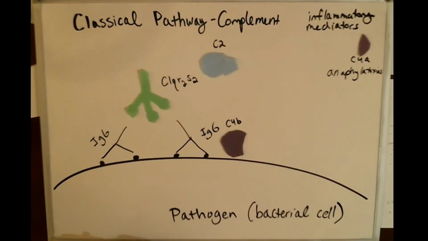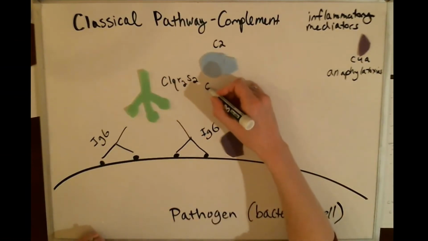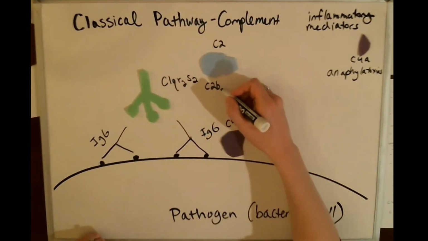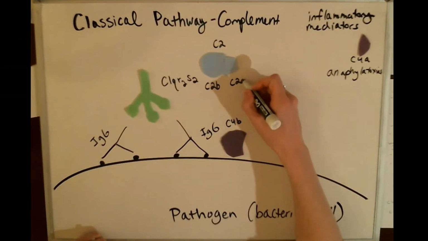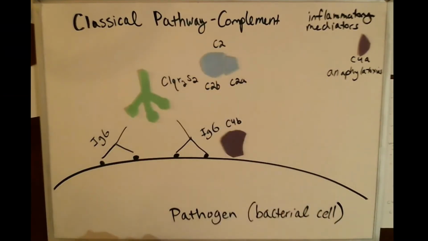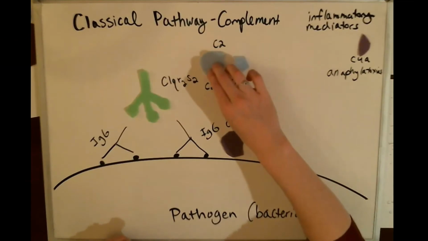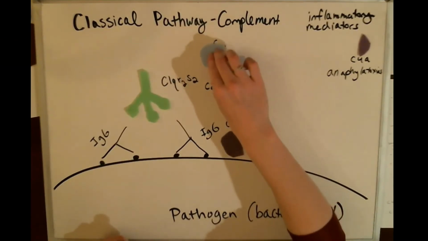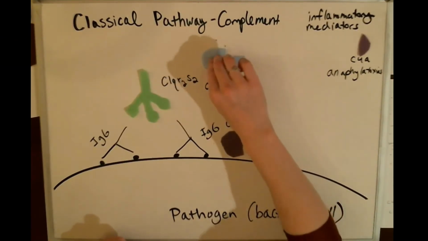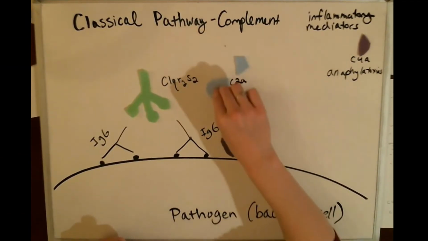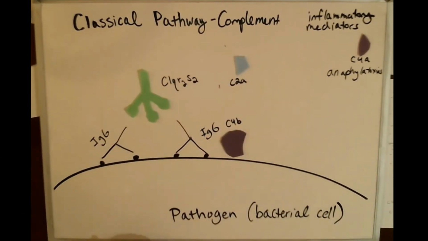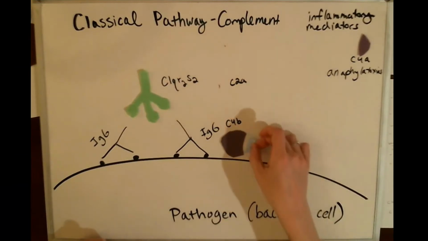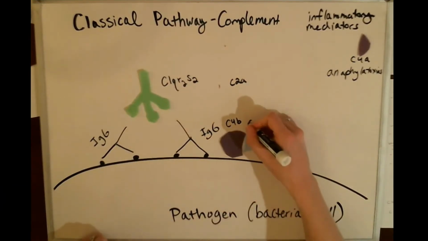So if we follow the same pattern as before, we're going to see that that gets broken down into C2b and C2a. In this case, C2b is actually the one that's going to diffuse away. It's no longer really needed, so we're just going to remove that from our board. And C2a is going to come down here and join up with C4b.